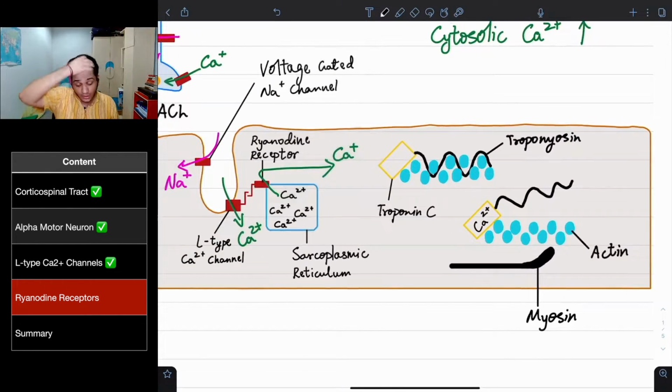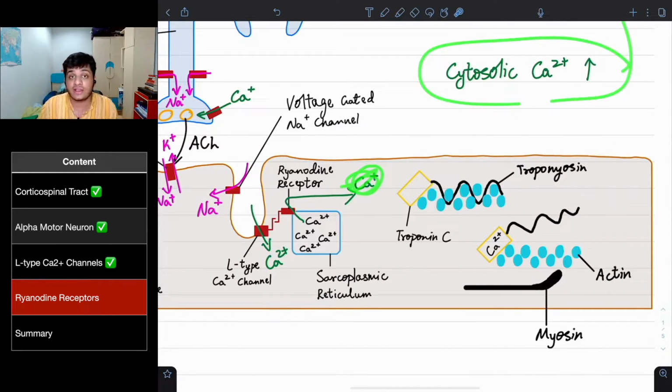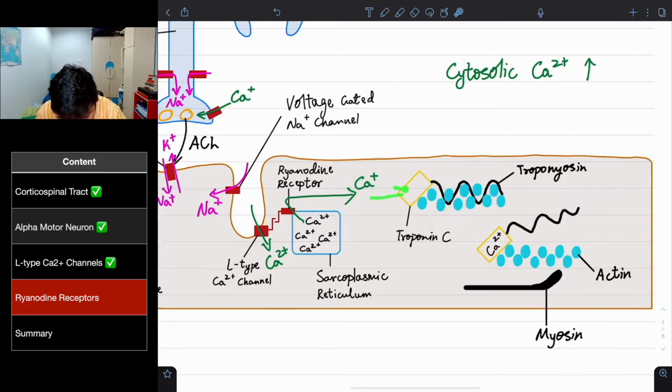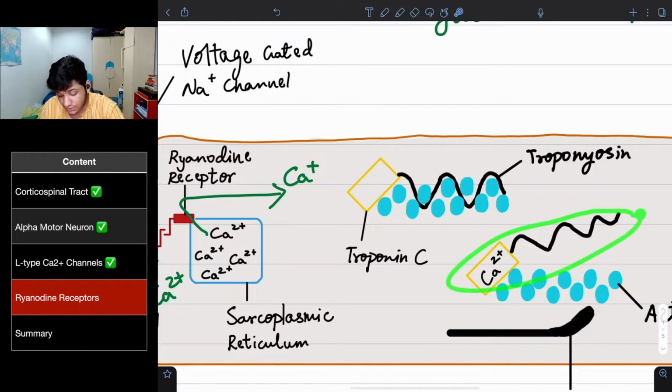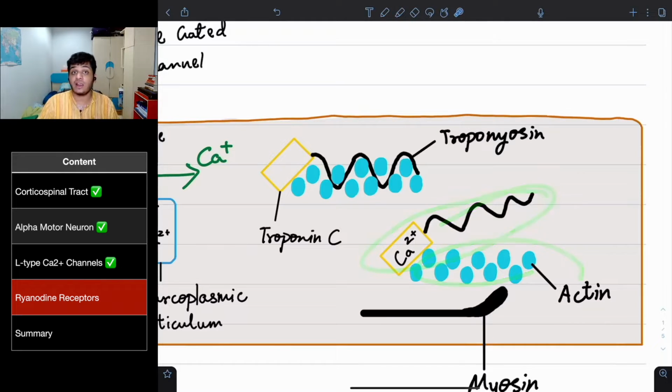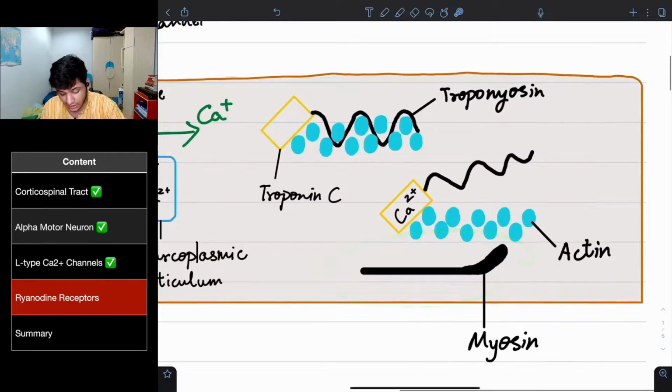Now, the tropomyosin acts like a gate for the actin, right? It acts like a gate for the actin to prevent myosin from binding to the actin to cause muscle contraction. So, as I said, there's an increase in cytosolic Ca2+ ions, right? Because of this increase, calcium binds to something called troponin C. Troponin C, as you can see, is bound to the tropomyosin. And once the calcium ions bind to the troponin C, it moves the tropomyosin away from the actin, allowing the myosin to bind to the actin, causing muscle contraction.